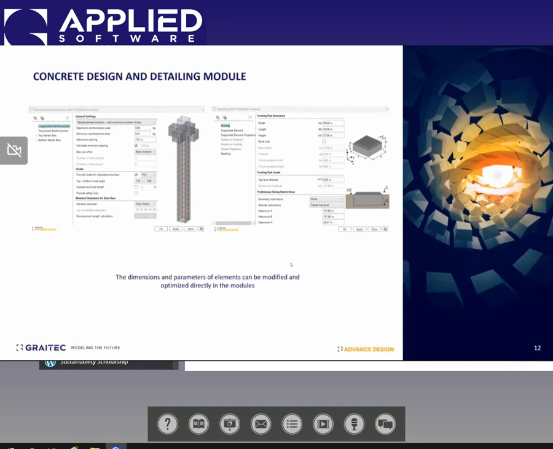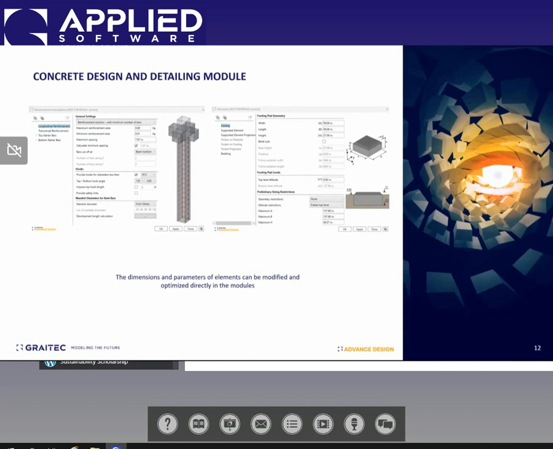But what if you want to change something? Let's say you want to modify the column section, modify the thickness of the foundation, or even modify the rebar diameter, etc. We have that option there as well. After you perform the design, you can always go to different windows and tools in Advanced Design to change those rebars based on your preference.